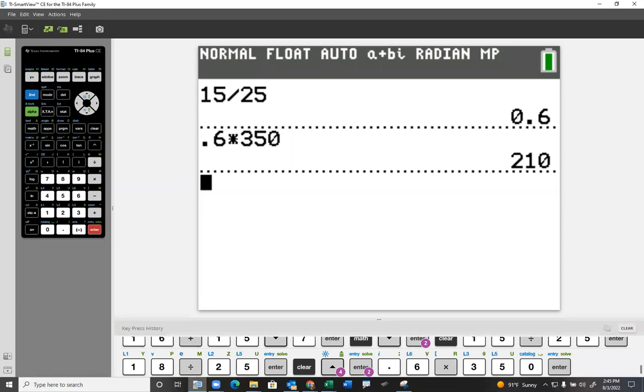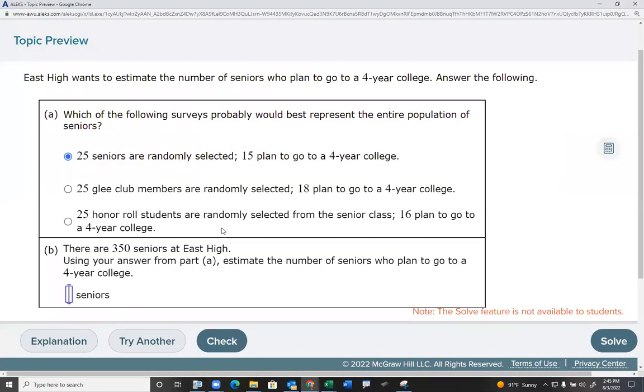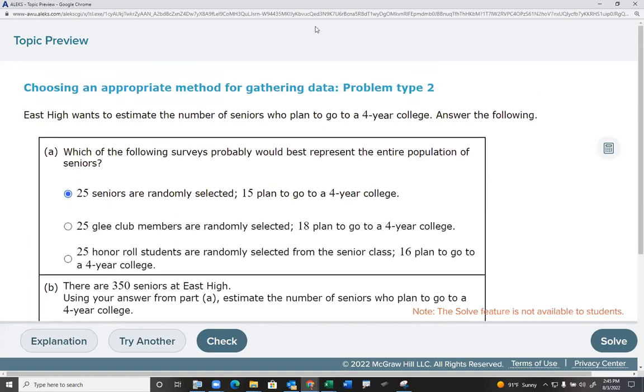So we expect, I mean, it might not work out that way, but we expect 210 seniors based on our sample of 25 seniors from the entire population of 350. 210 of those 350 are going to go to a four-year college. Okay.